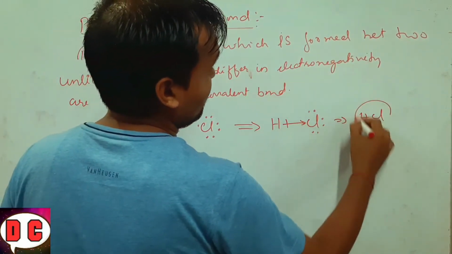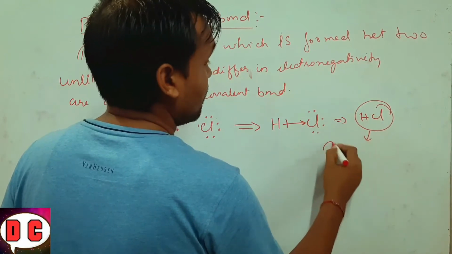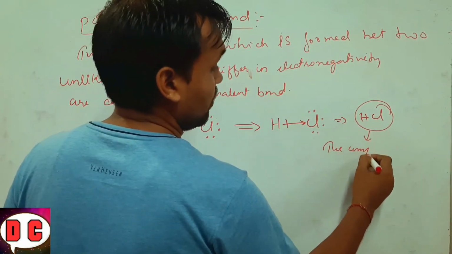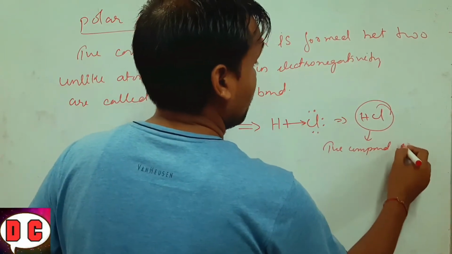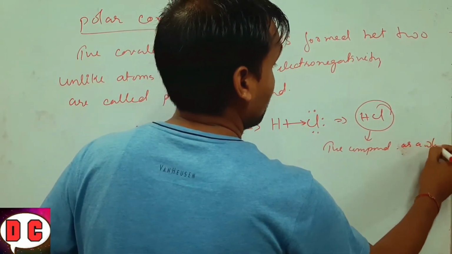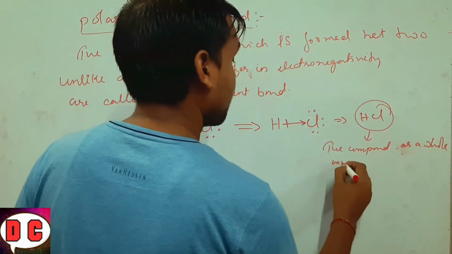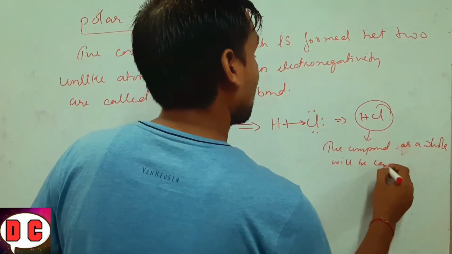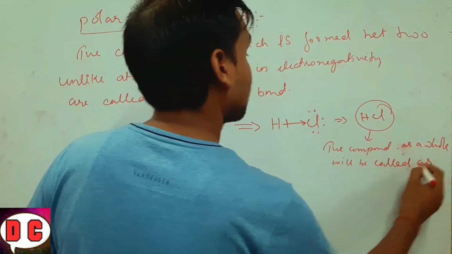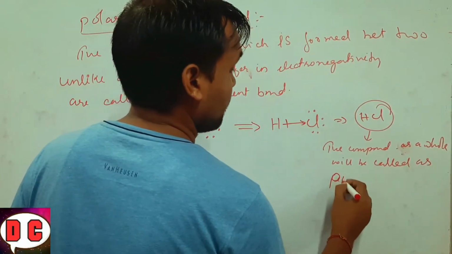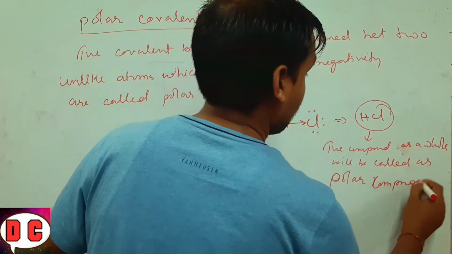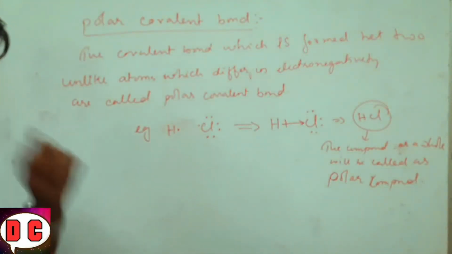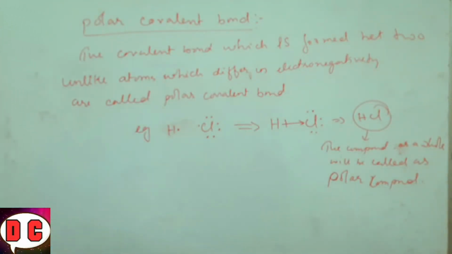HCl. So this compound as a whole will be called a polar compound. This one you have to remember. Polar compounds. Got it? Okay, so we have understood what polar covalent bonds are.